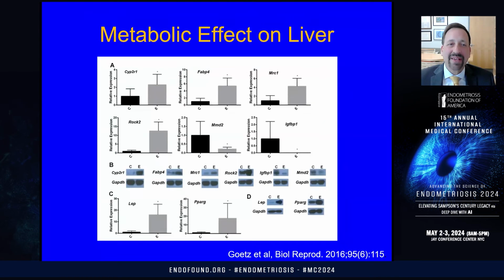How does this metabolic effect happen? Well, I won't go through all the details in this slide, but we looked at the liver of animals after we created endometriosis, and you can see changes in a lot of the genes that would be predicted to lead to a lower body weight. So the metabolic effect on the liver is part of what produces this.